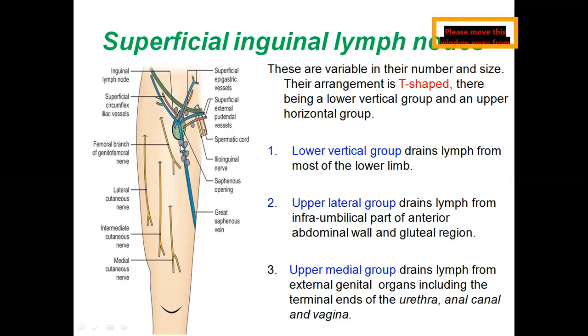Whatever has been shown in gray color, the round nodes, these are nothing but the vertical group of lymph nodes, the lower vertical group, draining most of the lymph from the lower limb. Then the upper lateral group drains lymph from below the umbilical region of the anterior abdominal wall and also the gluteal region. This becomes the upper medial group, which drains lymph from the external genital organs, including the terminal ends of the urethra, anal canal, and vagina.